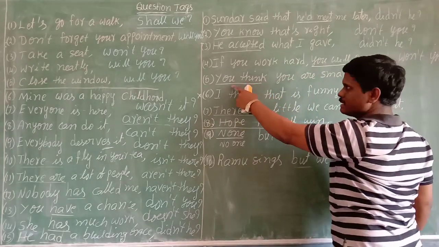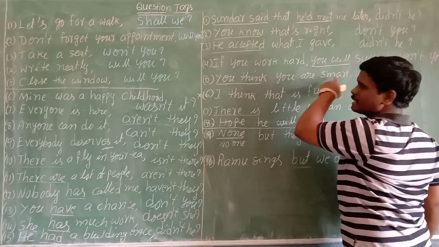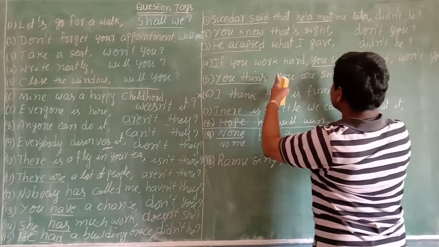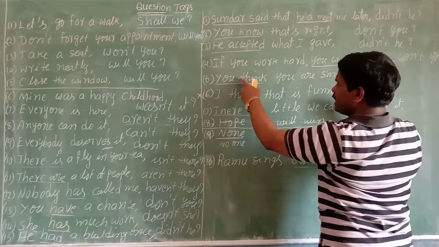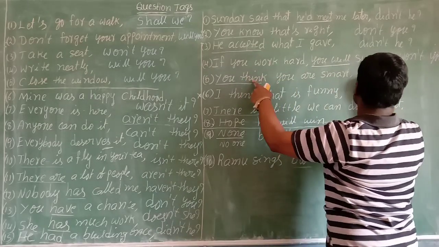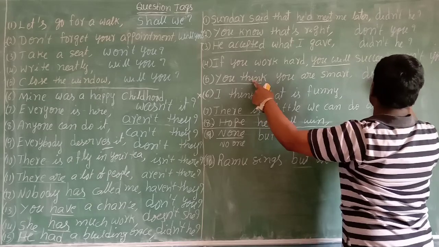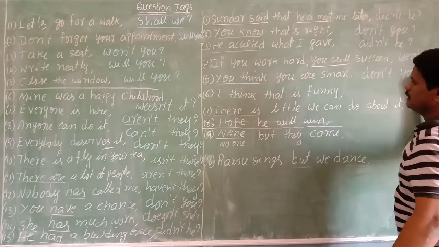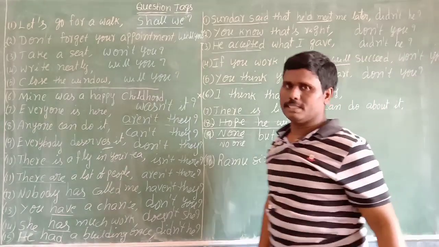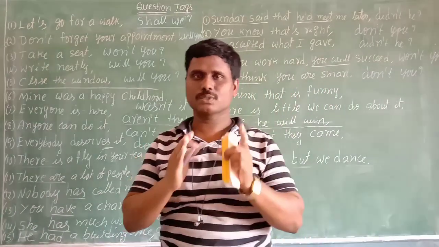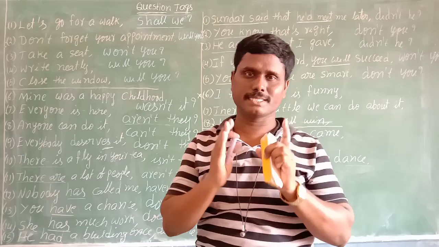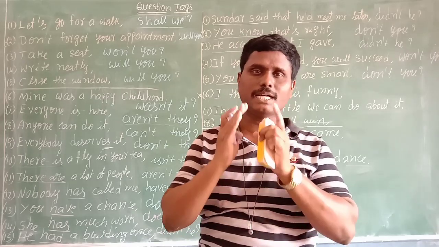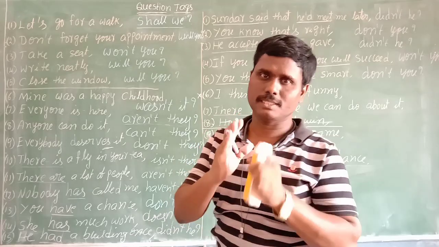Next. You think you are smart. The actual sentence is you think that you are smart. You think is the main clause. You are smart is the subordinate clause. Main clause, you think, for one. So don't you. Friends, I think you understood the point. In complex sentences, the question tag goes only to the main clause.